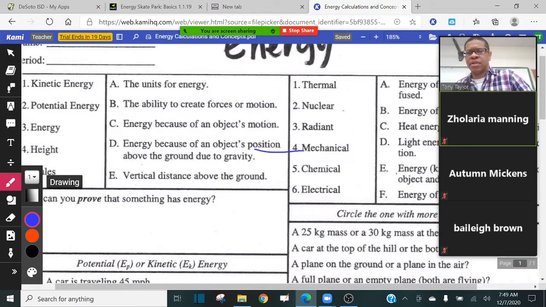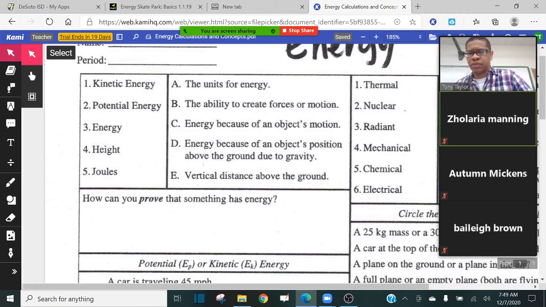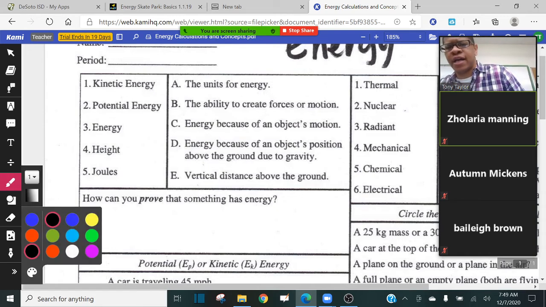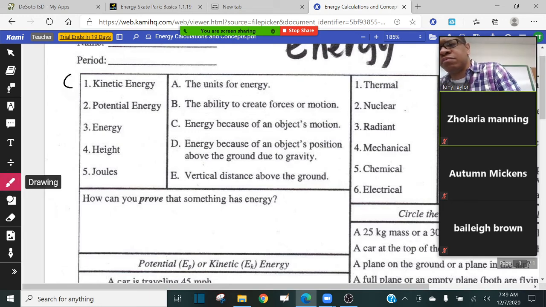Okay, guys, let us look at this first set of problems right here. So here, let us match these terms with the correct description. Let's look at number 1, kinetic energy. Which one of these matches up with that? A, B, C, D, or E? Well, it looks like C matches up with that because kinetic energy is the energy an object has because of its motion.